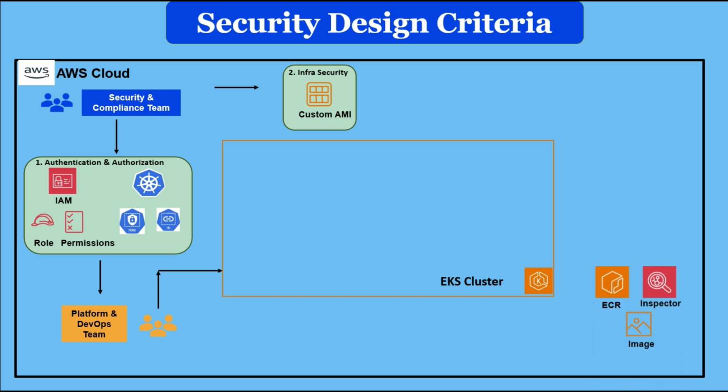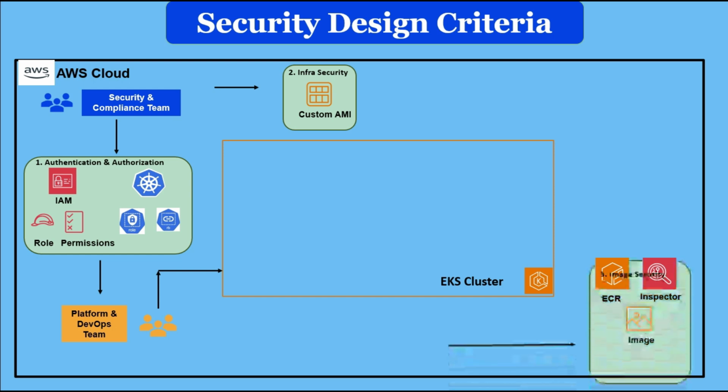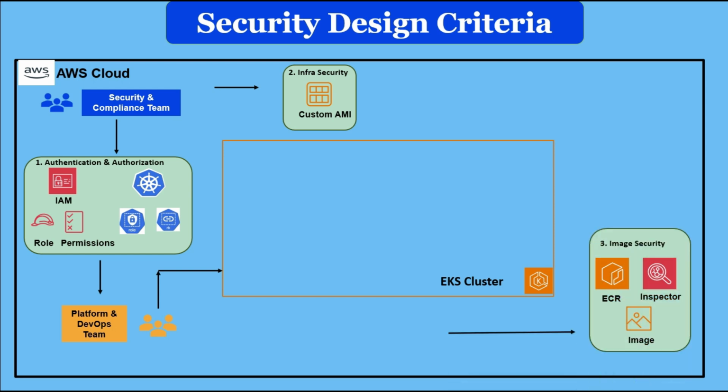For example, to deploy the applications, we need to build the container images and push them to ECR. Both the ECR and the Inspector services provide the capability to scan the container images. So scanning is extremely important before we deploy the application into the cluster. So this is what we call image security, the third dimension. Developers will take this image, create the manifest files and deploy into the cluster.